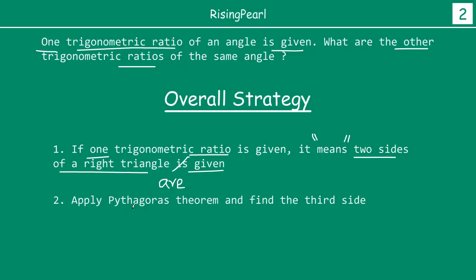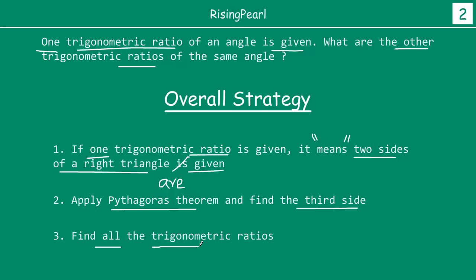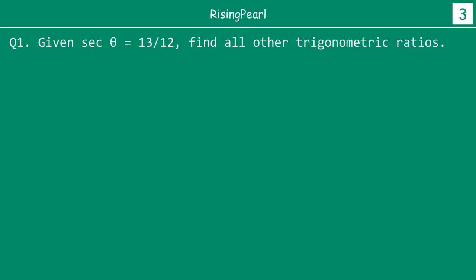If two sides are given of a right triangle, then we can apply Pythagoras theorem and find out the third side. Because remember, in any right triangle, if two sides are given, we can find the third side by applying the Pythagoras theorem. And then if I know three sides of a right triangle, I can write all trigonometric ratios. So let's take our first question. Question 1: sec theta is given to be 13 by 12. Find all trigonometric ratios. So what do we do? First we draw a right triangle, and draw the right triangle whichever way you want.